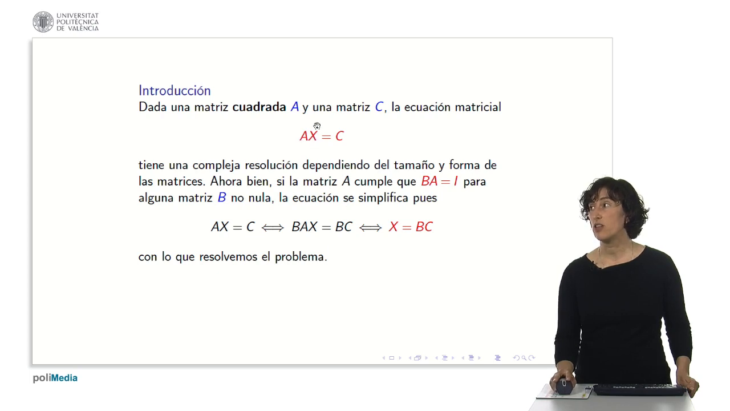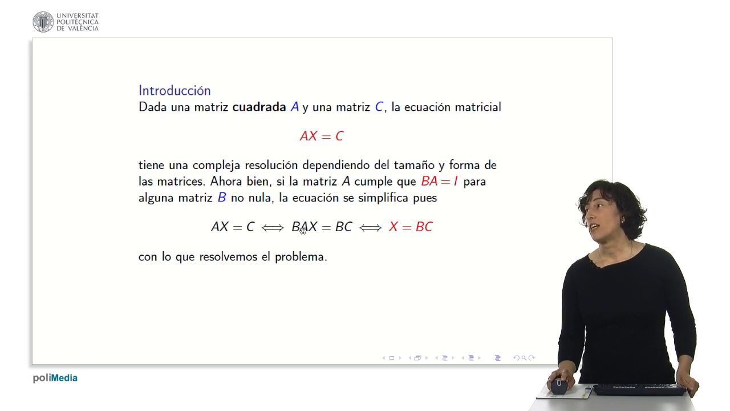If A and C are known, and I want to calculate the X, then if I am able to find that non-null B, I can multiply the whole equation by B. B times A times X would be equal to B times C. Of course, as B times A is the identity, and the identity times X is X itself, by the properties of the product, X would be exactly B times C, and we would have solved the problem.